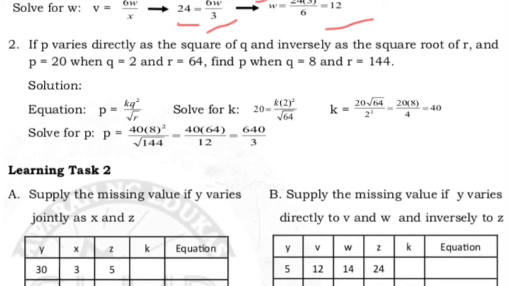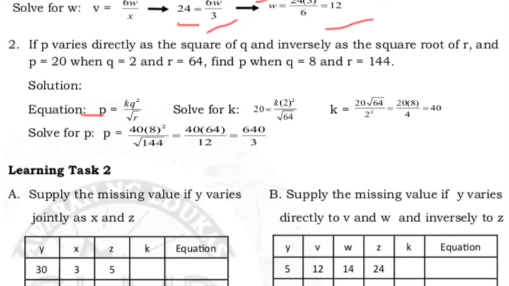Example number 2. If P varies directly as the square of Q and inversely as the square root of R, and P is equal to 20 when Q equals 2 and R equals 64, find P when Q is equal to 8 and R equals 144. So from the given, we're going to have the equation P equals KQ squared over square root of R.